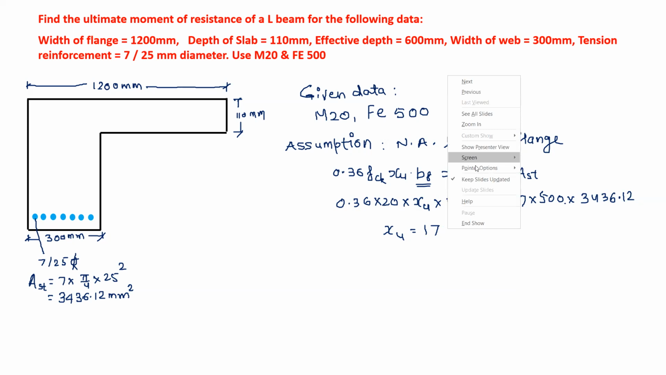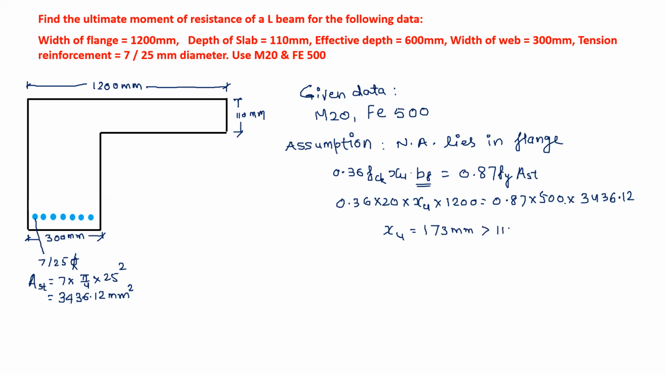So we have 173 millimeters. Now this value is greater than 110 millimeters, which is the depth of slab, and therefore the assumption is wrong. That is, neutral axis lies in web.